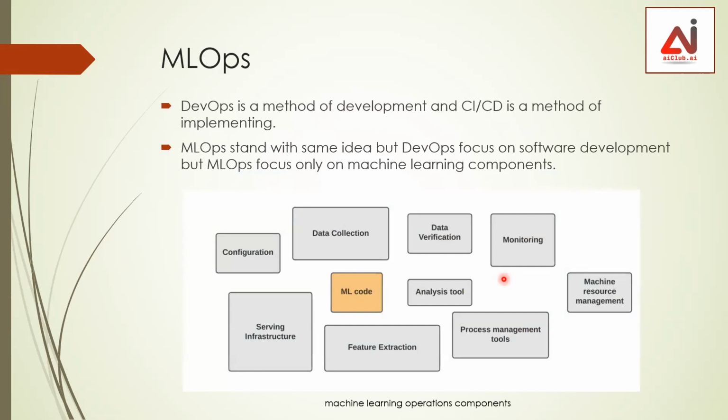Now, as Sir said, what is MLOps? The elephant in the room. DevOps is a method of developing, and CI/CD is a method of implementation. MLOps stands on the same idea, but DevOps focuses on software development, whereas MLOps focuses only on machine learning components. MLOps is narrowed to machine learning steps, components, and implementations, whereas DevOps is a very broad field of application development.